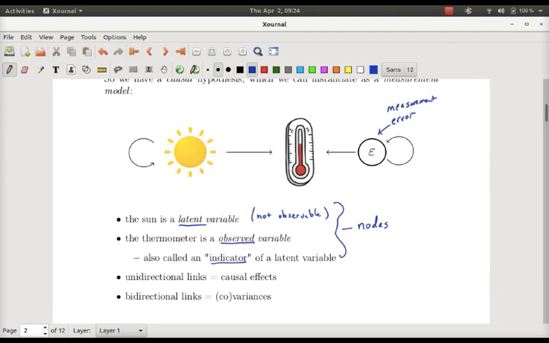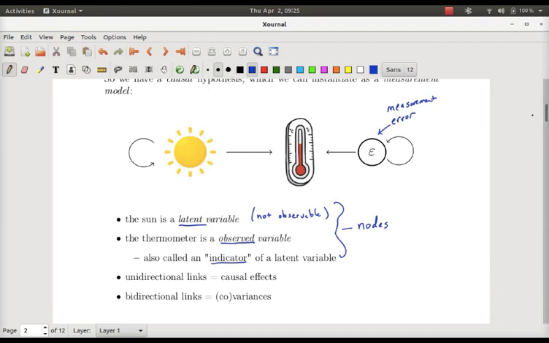And so what this diagram is telling us is that what we're seeing in terms of variation in this measurement instrument, in this thermometer, is variation that's due to two sources. Variation from this latent variable of the sun and variation that comes from the error of the instrument itself. Now, of course, this will remind you a lot of classical test theory. This is just another way to look at that same relationship.